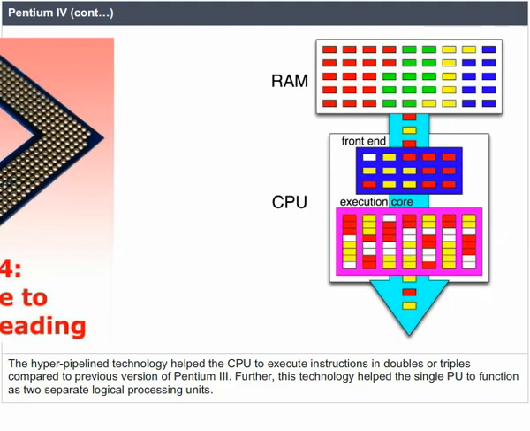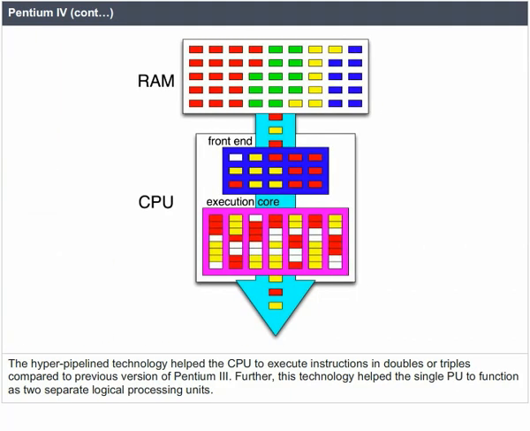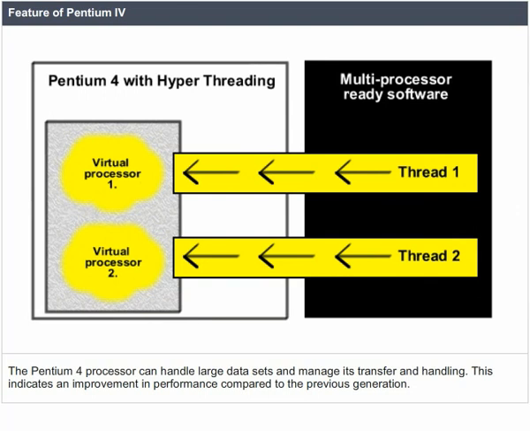The hyperpipeline technology helped the CPU to execute instructions in doubles or triples compared to the previous version, Pentium 3. Further, this technology helped the single PU to function as 2 separate logical processing units. Features of Pentium 4. The Pentium 4 processor can handle large data sets and manage their transfer and handling. This indicates an improvement in performance compared to the previous generation.